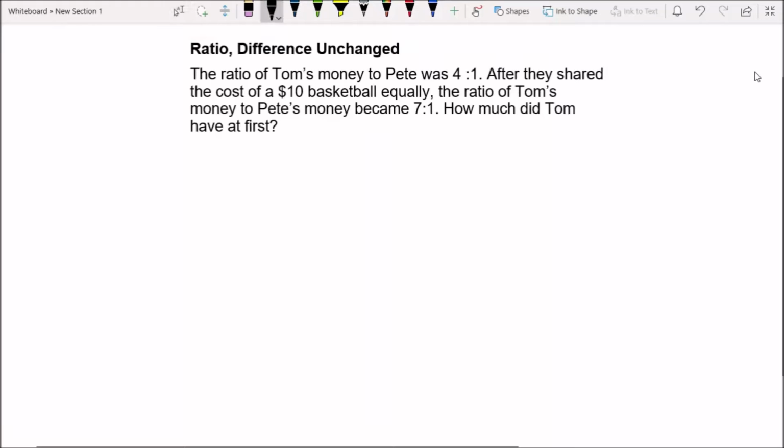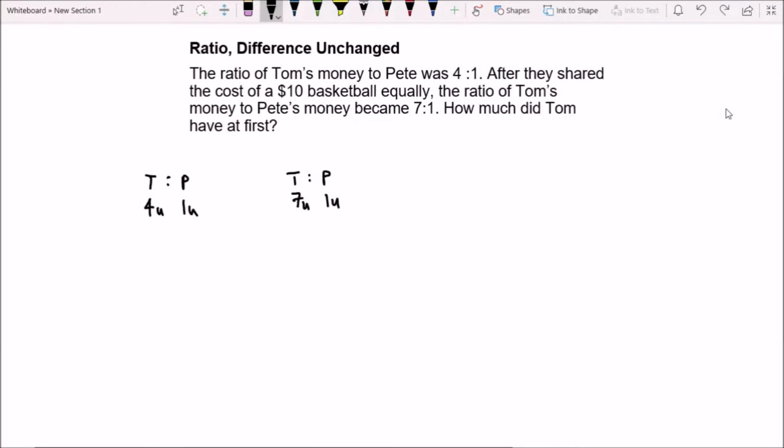In this question, the ratio of Tom to Pete is 4 to 1. After they share the cost of a $10 basketball equally, the ratio then becomes 7 to 1. The important detail you have to look out for is that they share the cost of the basketball equally.